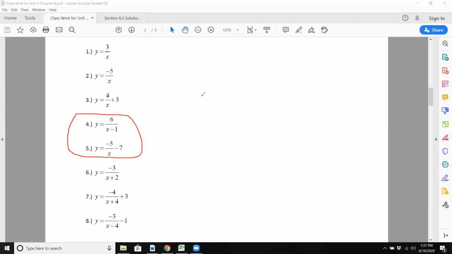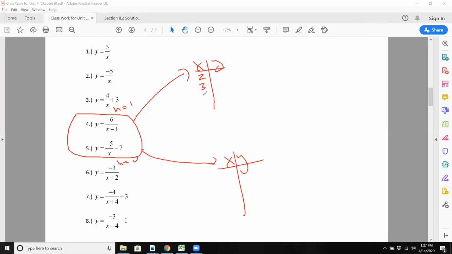So you're going to do 6 over x minus 1 and 5. And just to give you a little bit of a push, I would suggest, because here your h is 1, and here your h is 0, doing 2, 3, 0, and -1. So a couple of values higher than h, a couple of values lower than h. Here I suggest you do 1 and 2 and -1 and -2. And that should help with making your table.